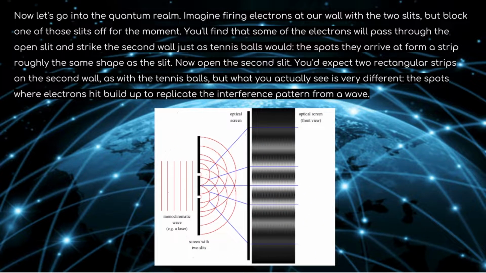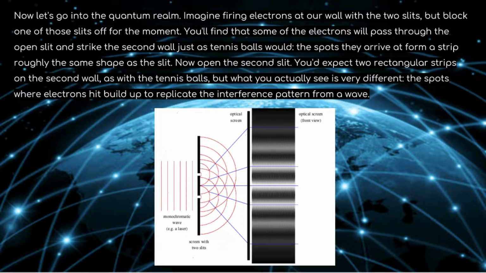Now let's go into the quantum realm. Imagine firing electrons at a wall with two slits, but block one of those slits for the moment. You will find that some of the electrons will pass through the open slit and strike the second wall, just as the tennis balls would. The spots they arrive at form a strip roughly the same shape as the slit. Now open the second slit. You'd expect two rectangular strips on the second wall, as with the tennis balls.